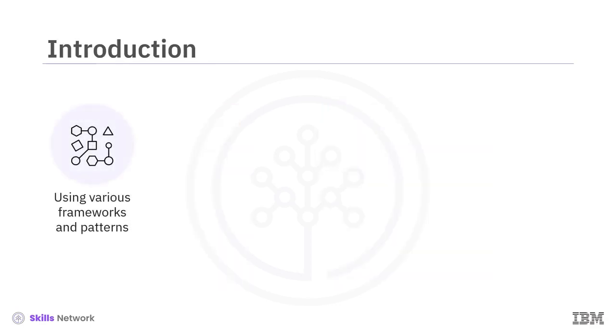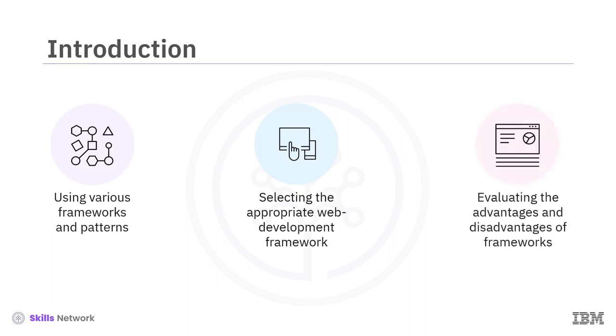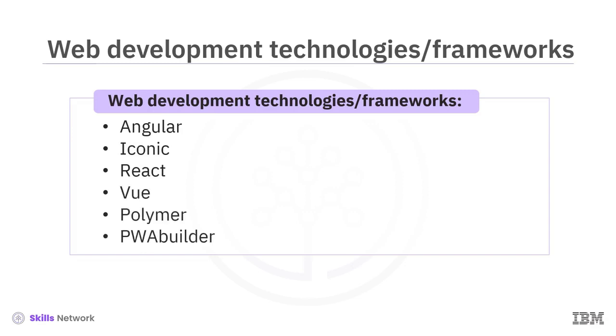PWAs use various frameworks and patterns to enable them to leverage both web and native app functionalities. Therefore, the first and most important step in creating PWAs is deciding which web development framework to use. It is important to evaluate the advantages and disadvantages of each PWA framework before deciding which is better. Let's now explore some of the top progressive web application frameworks, together with their advantages and disadvantages. These include Angular, Ionic, React, Vue, Polymer, and PWA Builder.